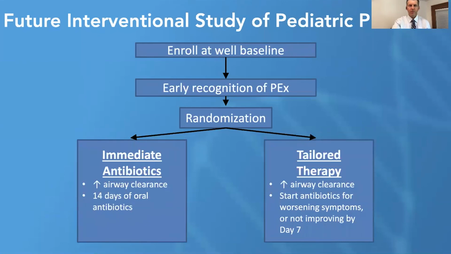And we think this is where we want to go. This is eventually the study we'd like to do. There are a few questions that we'll go through that I think we have to answer before we undertake this study. We would like to enroll children when they're at their well baseline. At the time of early recognition of exacerbation symptoms, we'd like to randomize to either immediate antibiotics, where we would ask participants to increase their airway clearance and start 14 days of oral antibiotics, versus the tailored therapy group, where we would try and avoid antibiotics by just starting increased frequency of airway clearance, and then start antibiotics only if symptoms are worsening or if they're not improving within 7 days.